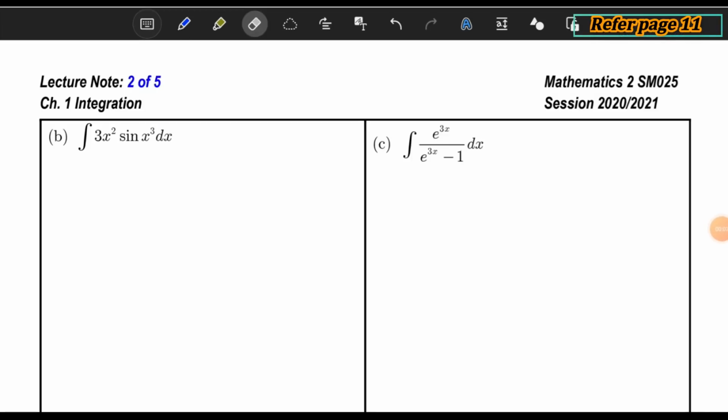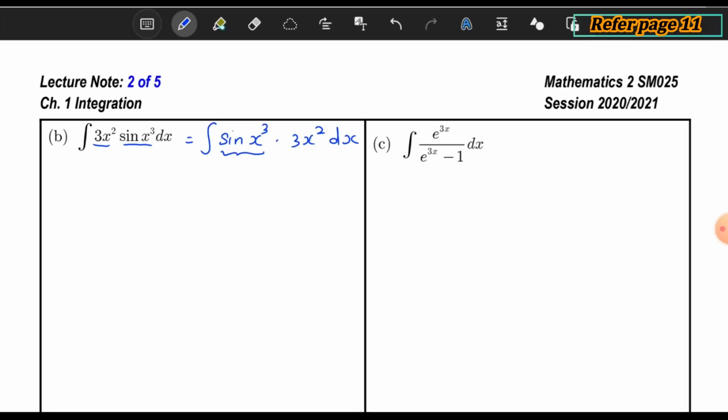Example part B, 3x squared is a polynomial function, sin x cubed is a trigo function. So, sin x cubed is more complicated, isn't it? So, we rewrite as sin x cubed times 3x squared dx. We write the function related to u first.